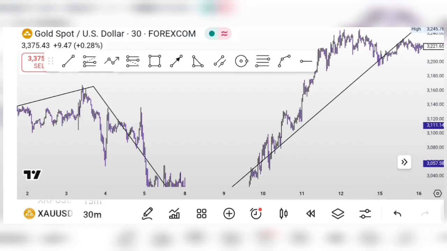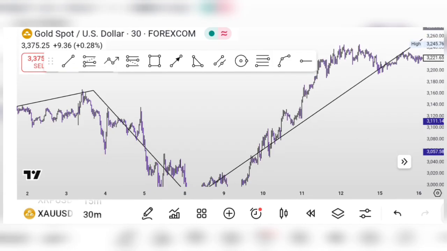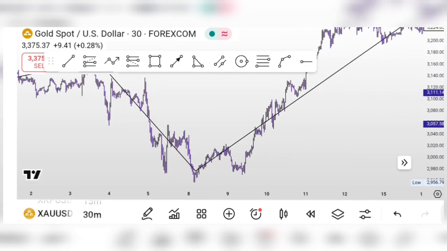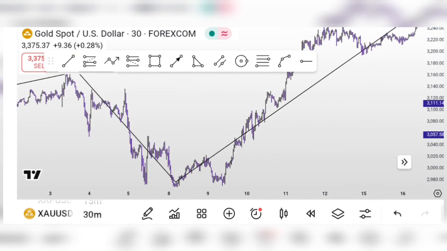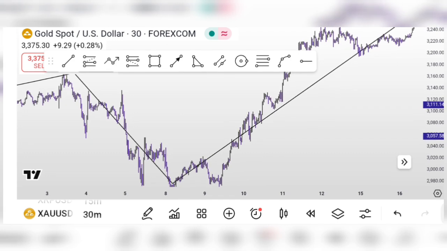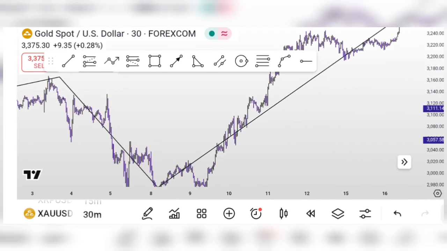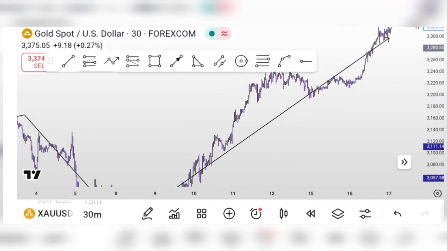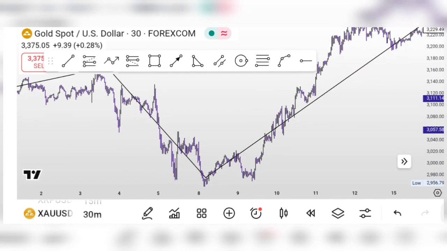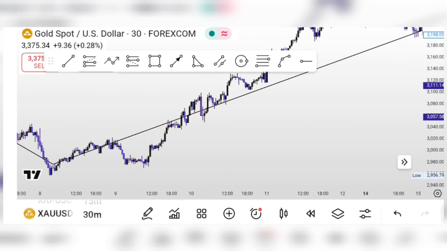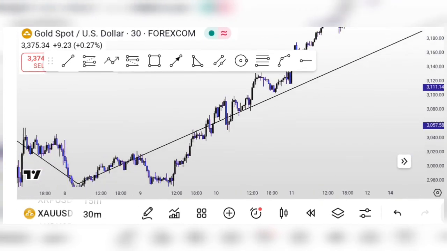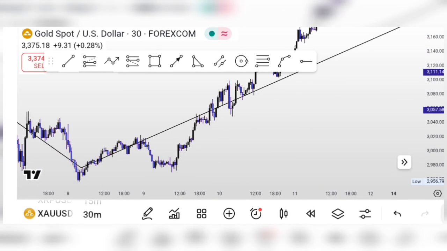If you learn to read market structure well, you will stop chasing signals and start trading with confidence, because market structure is all you need to know about the market. Even if you're doing Forex, synthetics, or crypto, you need to know market structure. Okay, so this is 30 minutes. Let me find another. Okay, this is an uptrend here.